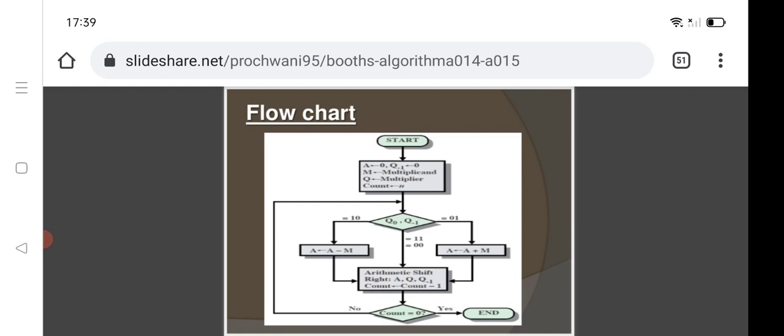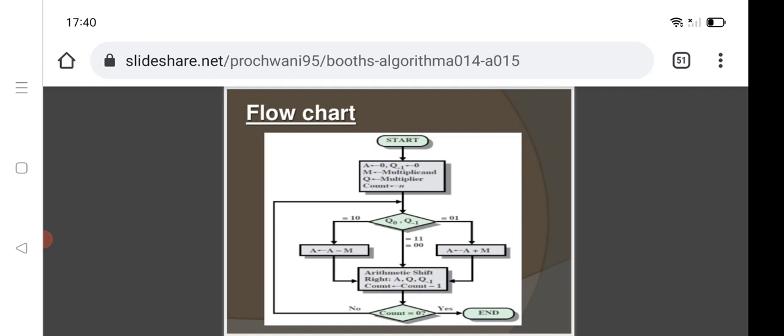Always keep in mind that whenever I do the shift operation, these 3 registers should be in this sequence only: A, Q, Q minus 1. I should not jumble these registers. Okay, then I need to decrement my count value. Then I need to check whether my count is equal to 0 or not. If it is 0, then I need to end my multiplication, and the results will be there in A, Q, Q minus 1. Okay, is it clear with this one?